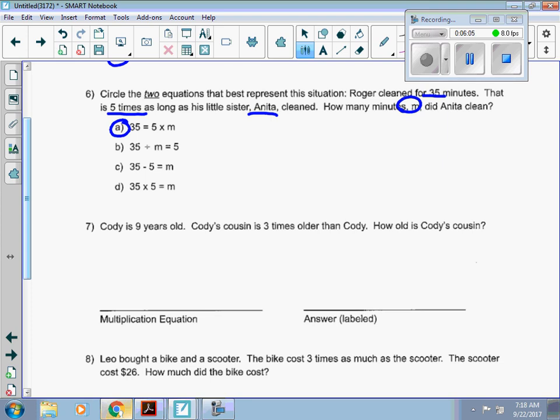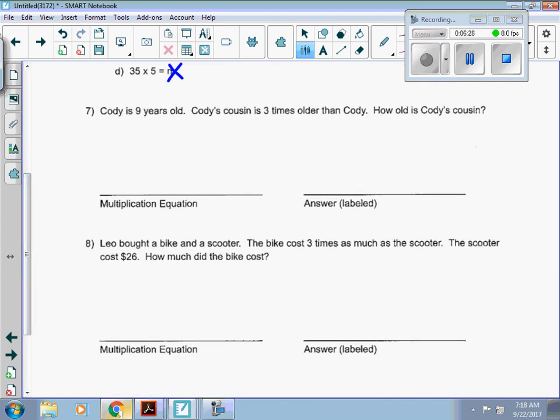35 divided by 7 would give me that 5 times. So that one works too. It's that same fact family. 35 minus 5 won't work. And 35 times 5 would give me a lot more minutes, but Roger cleans more than his sister, so that one's not right. So our two equations are A and B.